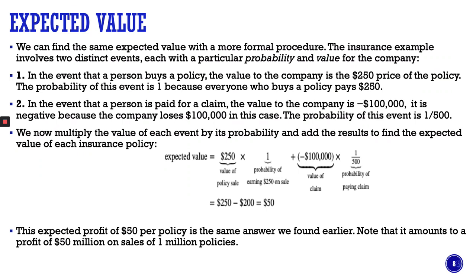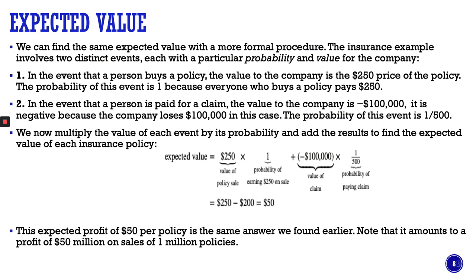The insurance example involves 2 distinct events, each with a particular probability and value for the company. In the event that a person buys a policy, the value to the company is the $250 price of the policy. The probability of this event is 1, because everyone who buys a policy pays the $250. In the event that a person is paid for a claim, the value to the company is negative $100,000. It is negative because the company loses $100,000 in this case. The probability of this event is 1 out of 500.